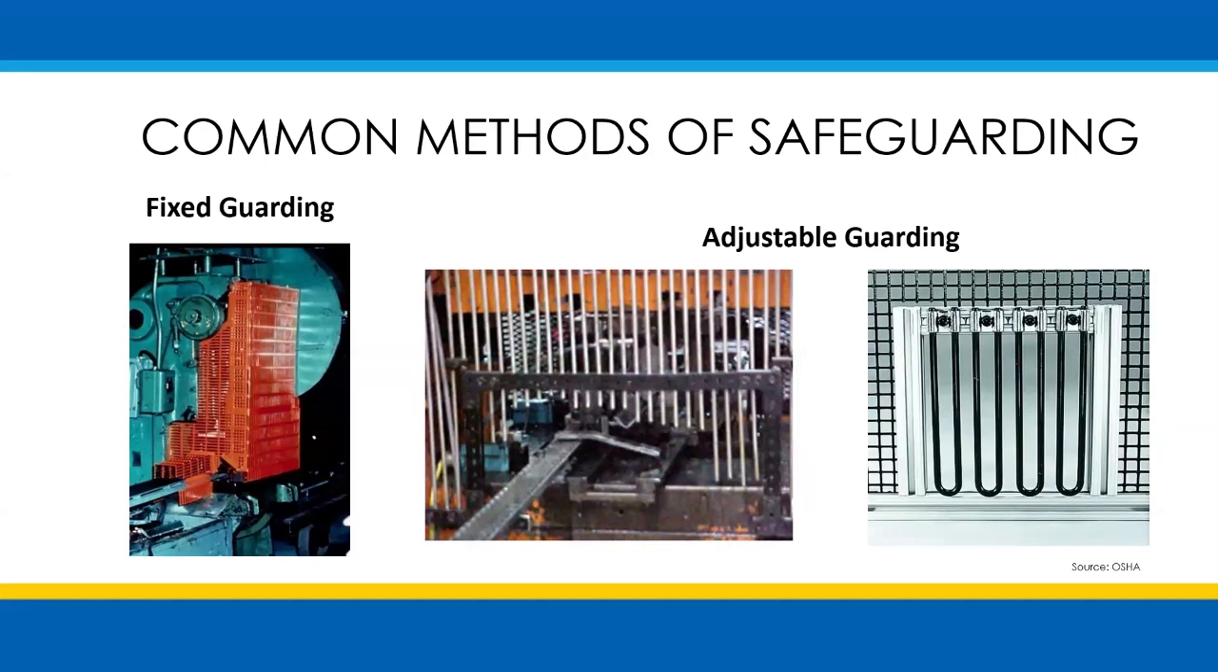The two most common types of guards are fixed guarding and adjustable guarding. Fixed guards are permanently fixed in place and are not dependent on moving parts to function. This guard is usually the preferred type because of its simplicity. Adjustable guards can be adjusted to accommodate various sizes of stock. Because these can be adjusted and changed, they can be more dangerous than fixed guards if they are not set up properly each time.